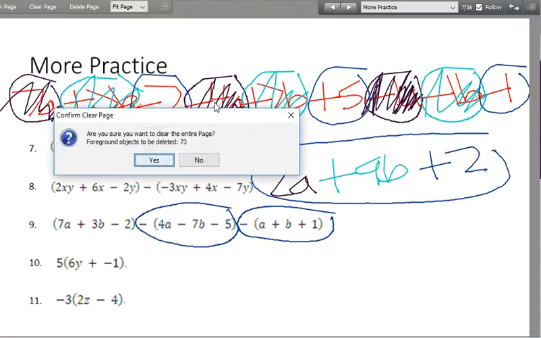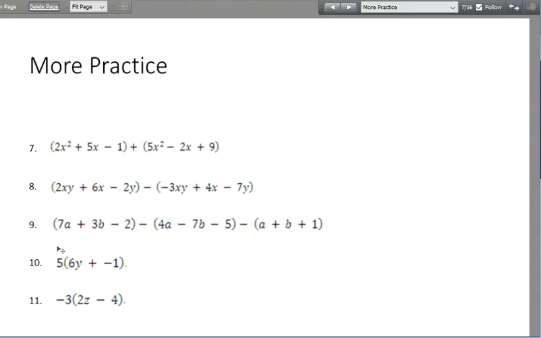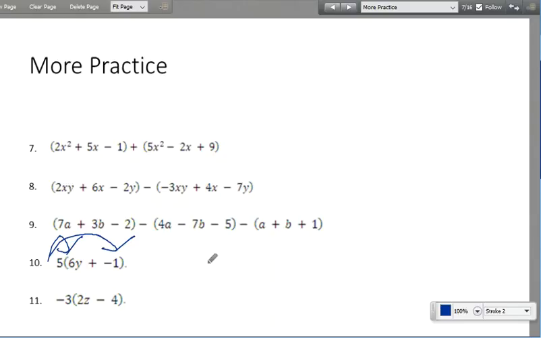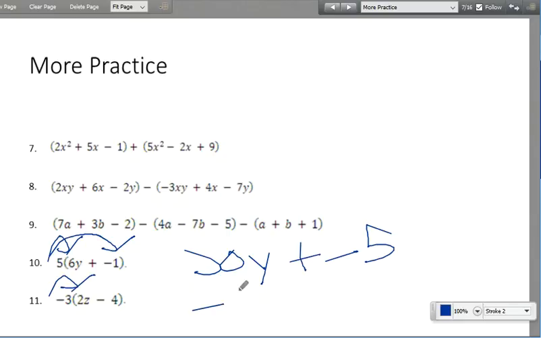Okay. Question number 10 and 11, you can see they're a lot more simple. On question number 10, you have a 5 right next to the parenthesis. Inside the parenthesis, you have the terms 6 times y plus negative 1. So we have to distribute the 5 to the 6y and the 5 to the negative 1. So this becomes 30y plus negative 5. Okay, for number 11, negative 3 times 2z is negative 6z. Negative 3 times negative 4 is positive 12.